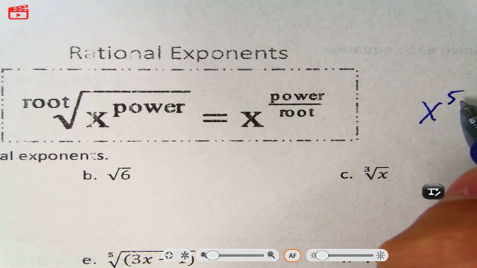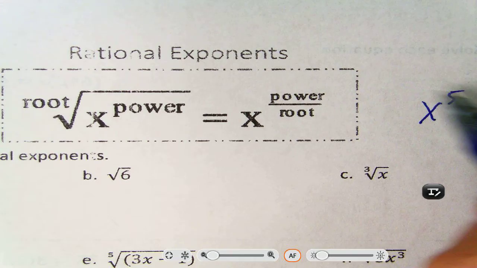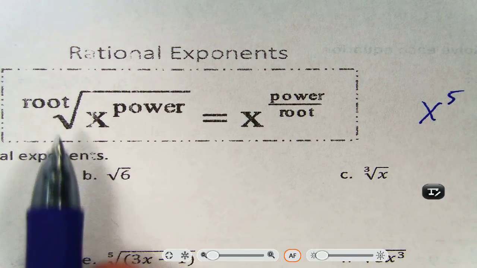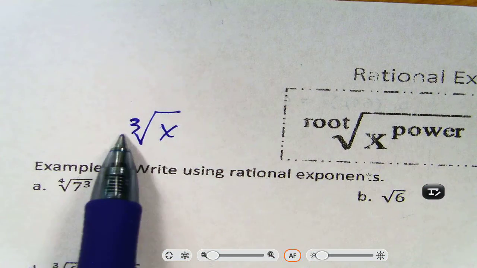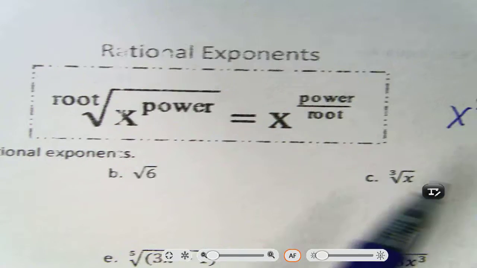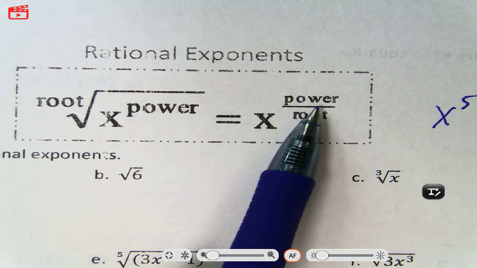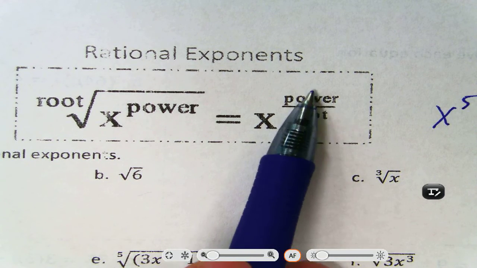So like x to the fifth. When they say power here, that's the 5. And then the root, you know what a root is. When we have a root, we have something like cube root of x, right? So that's the root. Now we're going to mix those two. We're going to make a fractional exponent, and it's going to be power over root.